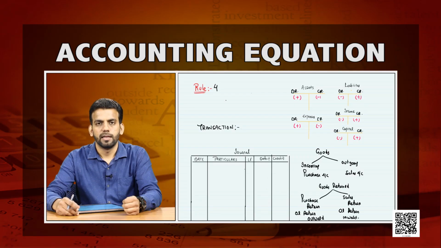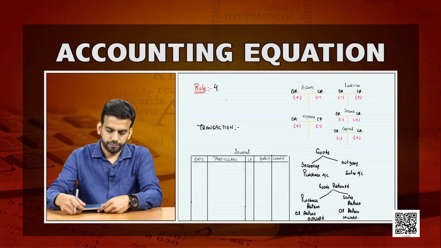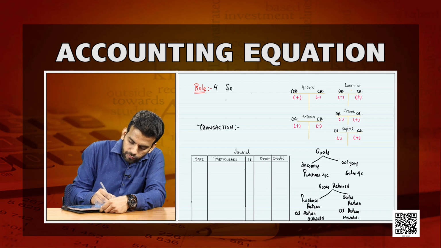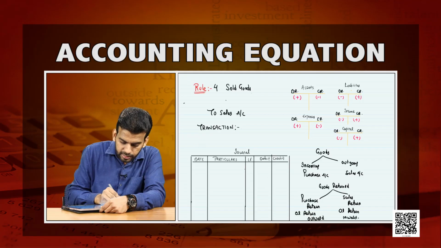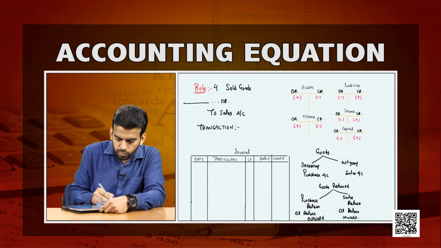So, students, let us restate rule number 4. Rule number 4 is for selling goods. Whenever we find the words sold goods in the transaction, the rule says sales account is credited. The way purchase account was getting debited, in this rule sales account is going to be credited. This is for sure. And the second concerned account would be debited. Am I clear? Let us understand this by an example.